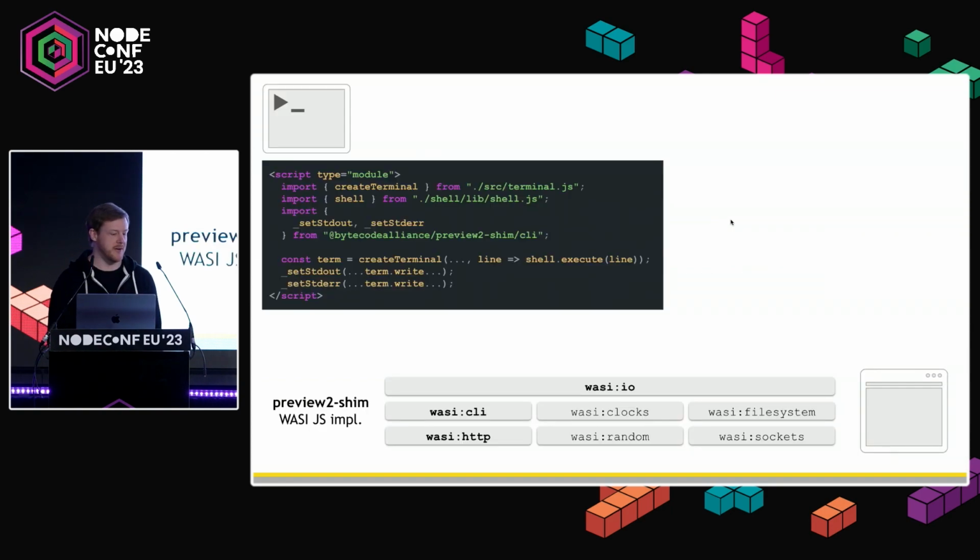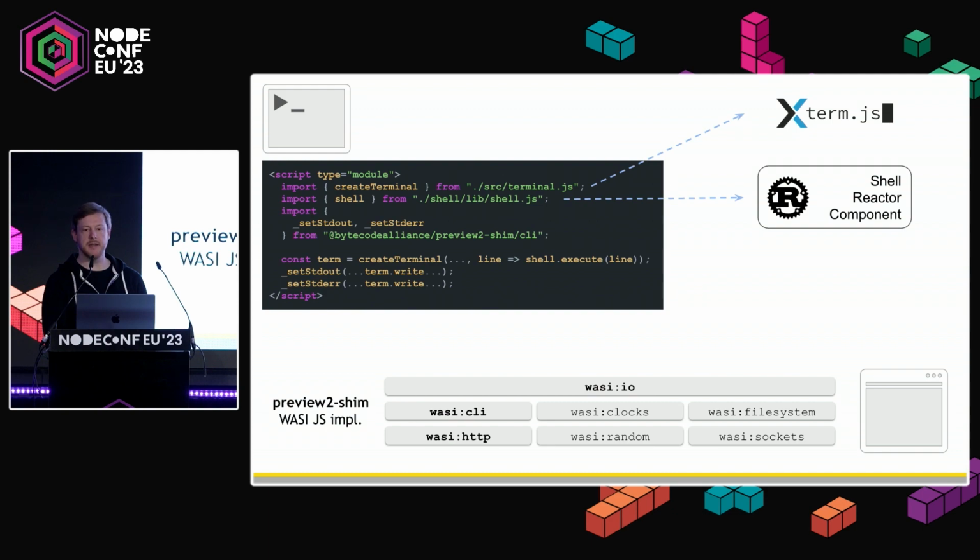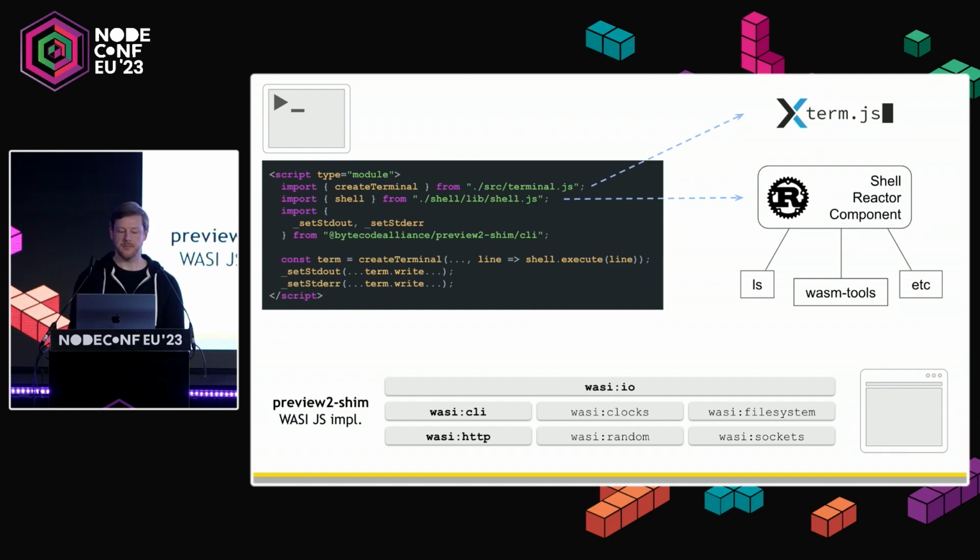So what's going on here? Well, I've got this application that has a script type module tag in it. I've got the terminal implemented in Xterm.js, which is the same terminal VS Code uses. And I've then built a shell in Rust. And that shell is just executing line by line, and it's got some sort of integration with loading components dynamically and things like that. And then it's loading all of these individual tools as we're using them.